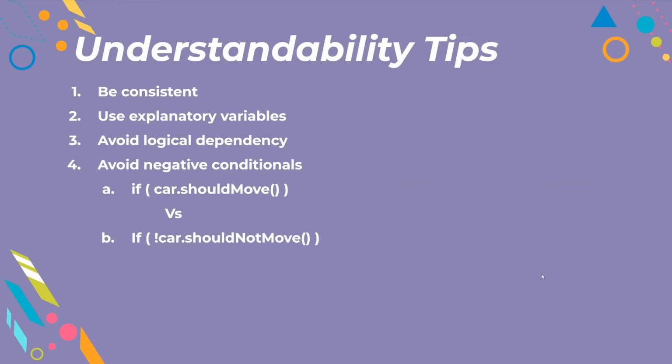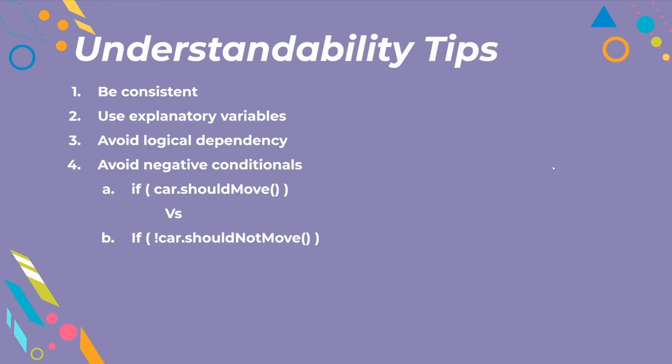So this is understandability. Number 1, be consistent, meaning if you do something a certain way, or if your environment does something a certain way, keep doing it. Number 2 is use good variable names, as mentioned before. Number 3, avoid logical dependency. So don't write functions which work correctly only depending on something else.